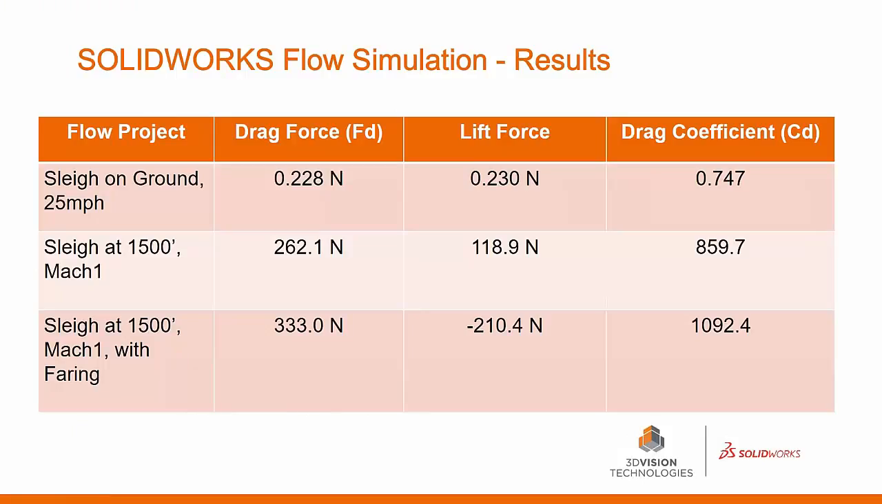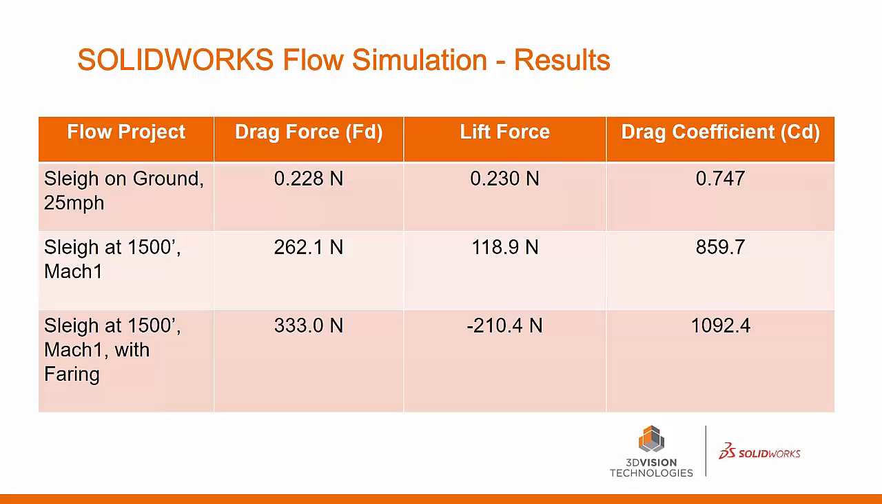So our final results, including the fairing: we have a drag force now of 333 newtons, a lift force of 210 newtons pushing down, and an even higher drag coefficient. So the drag force went up, our lift force went from helping to actually pushing the sleigh back towards the ground, and we increased our drag coefficient. So in the big scheme of things, what that really tells us is we need to talk with Ryan about his design of a fairing for Santa's sleigh.